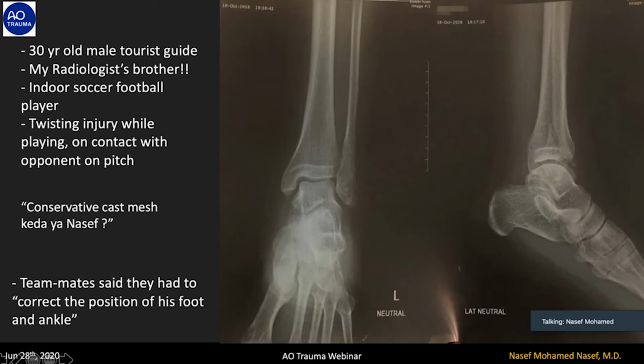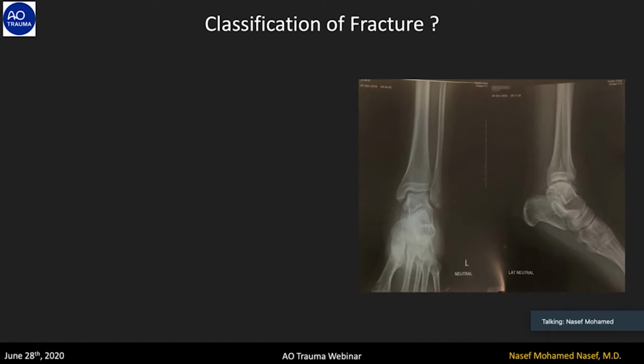I asked him, when he had the injury, did the people around him, his teammates, what was the position of his foot? And they said, no, it looked really bad. They had to correct his foot back to where it should be. And that's when I said, no, this does not look like a simple injury. And so, why is that?